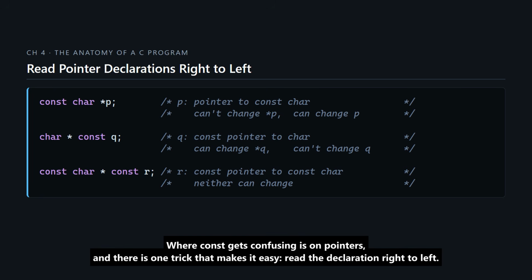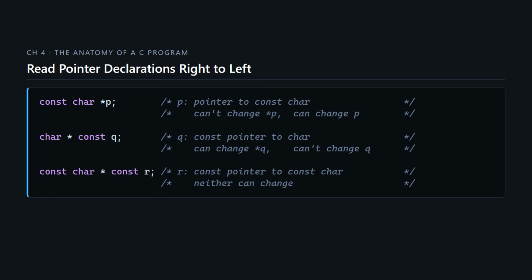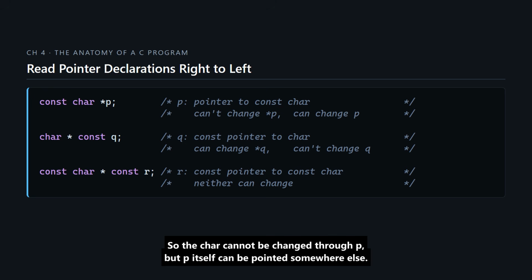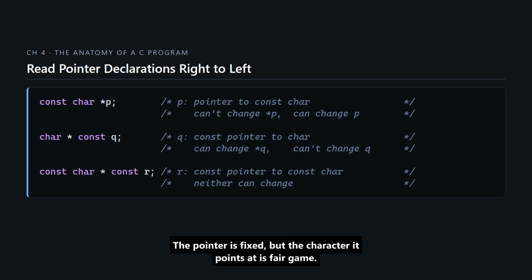Where const gets confusing is on pointers, and there is one trick that makes it easy. Read the declaration right to left. Take the first one, right to left, that reads, P is a pointer to a char that is const. So the char cannot be changed through P, but P itself can be pointed somewhere else. The second, Q, is a const pointer to char. The pointer is fixed, but the character it points at is fair game. And the third, R, is a const pointer to a const char, so neither can be changed.